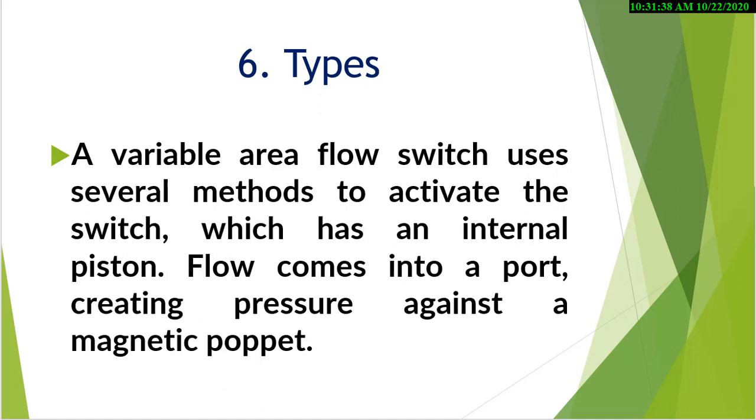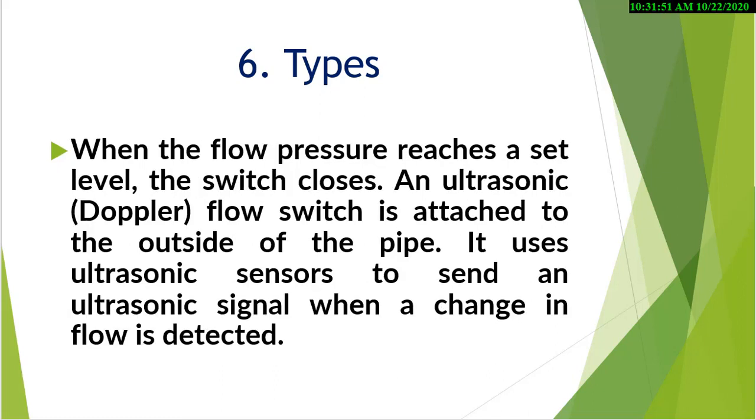A variable area flow switch uses several methods to activate the switch, which has an internal position. Flow comes into a port, creating pressure against a magnetic poppet. When the flow pressure reaches a set level, the switch closes.